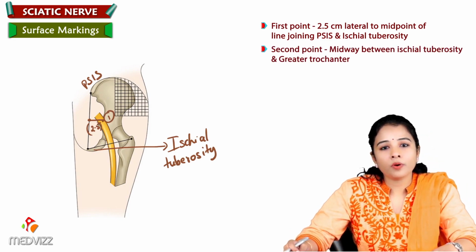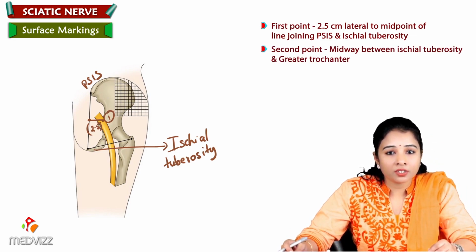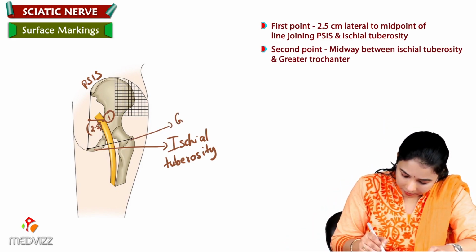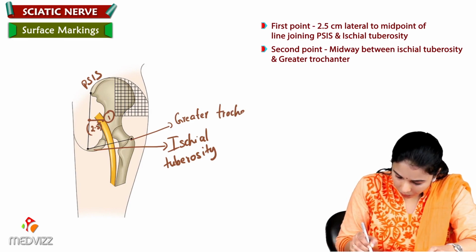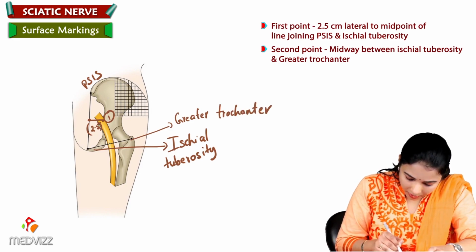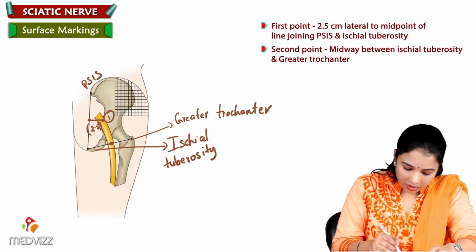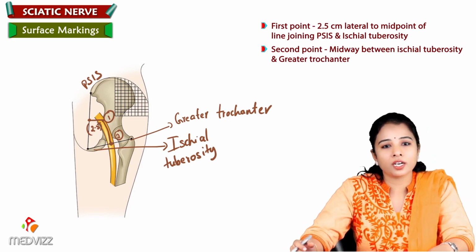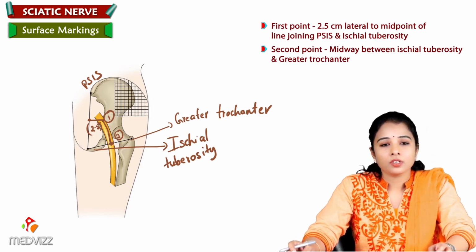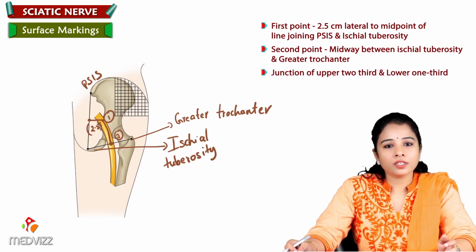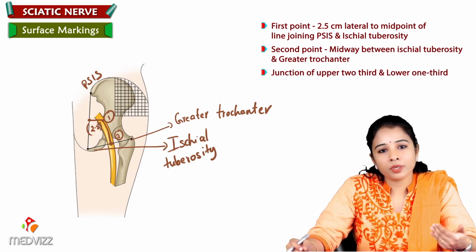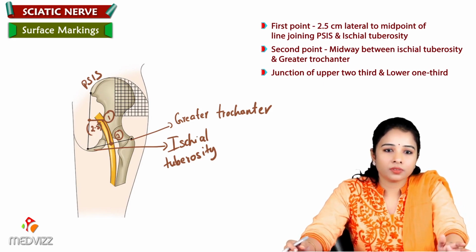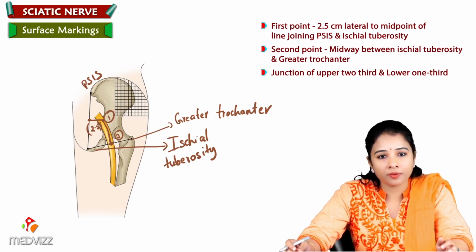The second point, that is the lower point, is midway between the greater trochanter and the ischial tuberosity. So this is the greater trochanter. Midway between the greater trochanter and ischial tuberosity, that is the second point. If you join these 2 points, it forms the sciatic nerve in the gluteal region. And beyond, in the thigh, we can consider the junction between the upper 2/3 and lower 1/3, posterior to the thigh.